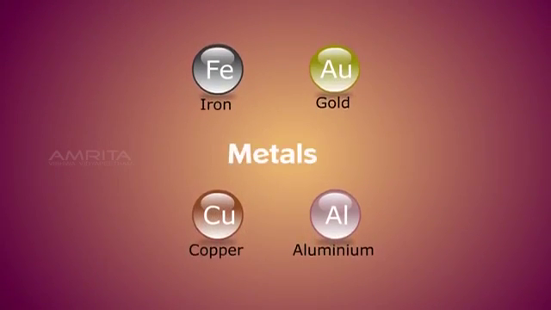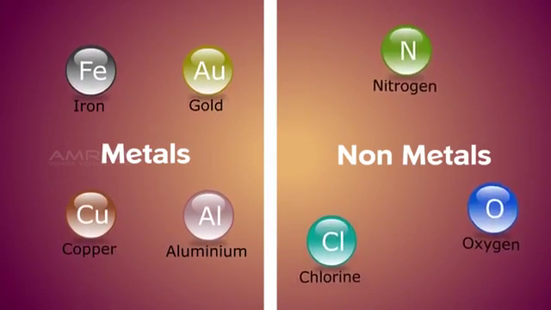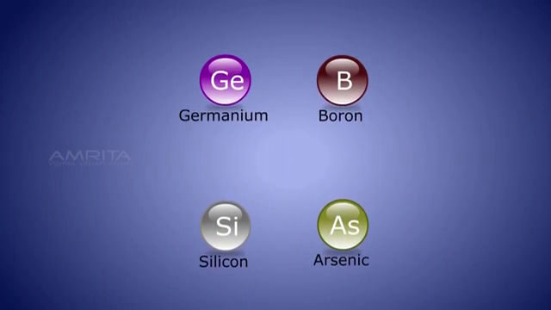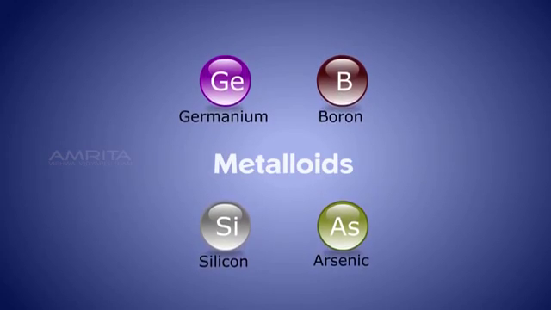Elements can be classified as metals and non-metals, and they exist as atoms or molecules. There are some elements which behave like metals and non-metals, which are called metalloids.